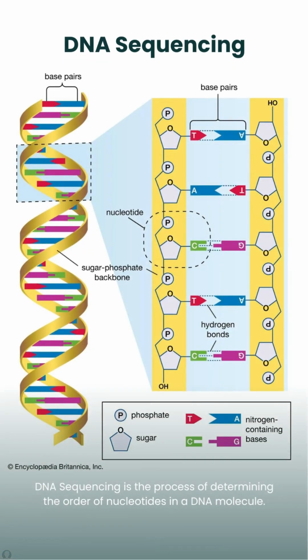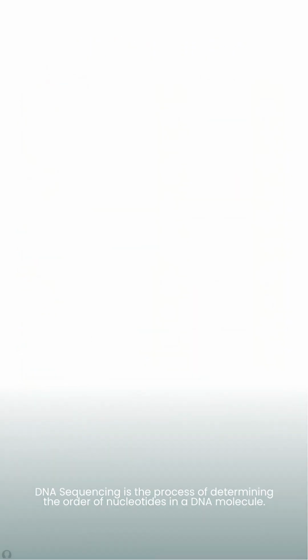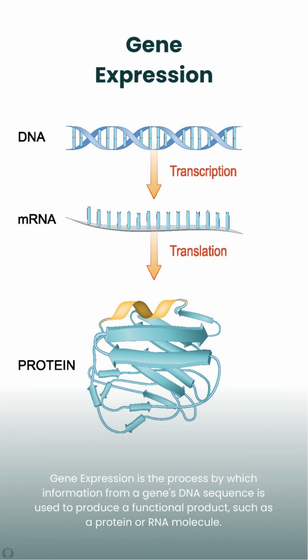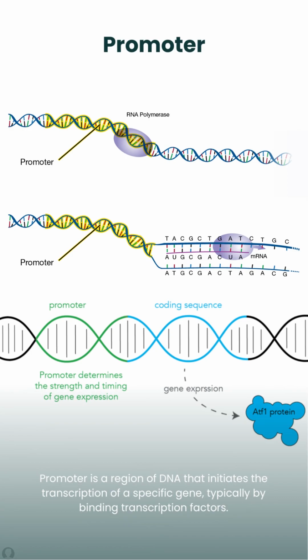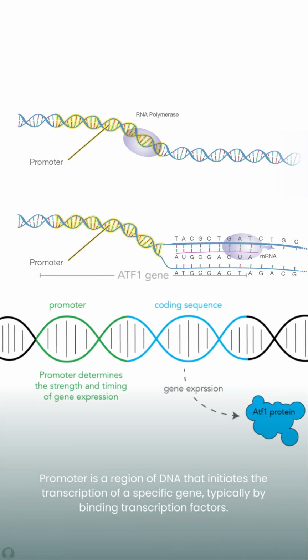DNA sequencing is the process of determining the order of nucleotides in a DNA molecule. Gene expression is the process by which information from a gene's DNA sequence is used to produce a functional product such as a protein or RNA molecule. Promoter is a region of DNA that initiates the transcription of a specific gene, typically by binding transcription factors.